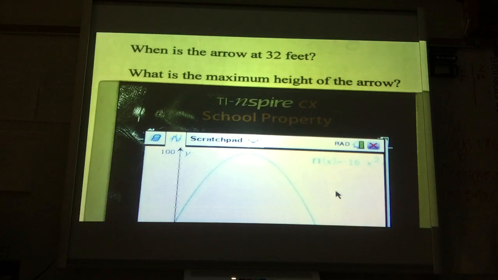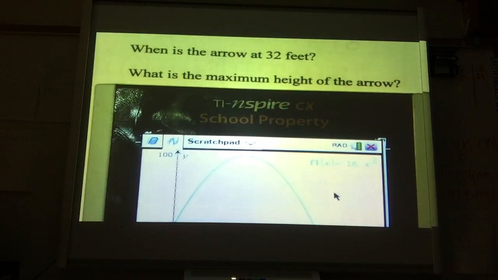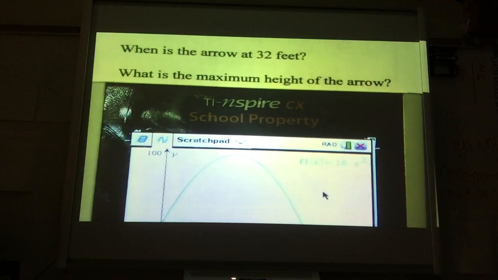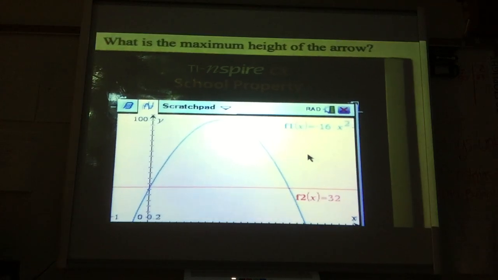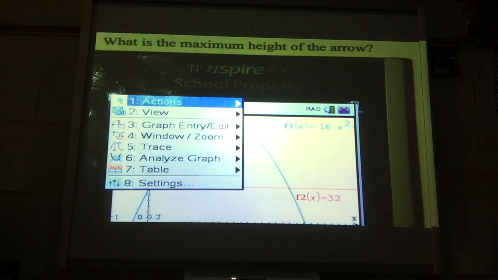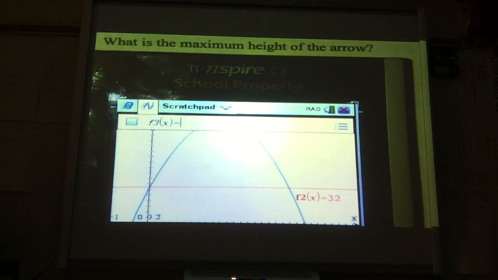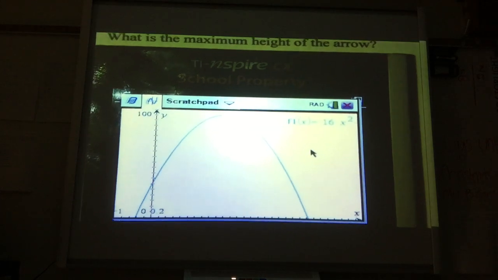What is the maximum height of the arrow? Well, we actually already figured that out with the vertex. It took 2 seconds to get there, remember? So the maximum height is 96 feet. To just see, we can go ahead and make sure you press menu. Well, hold on. First, let me get rid of this 32 that I just typed in. Okay, so let me get rid of that.